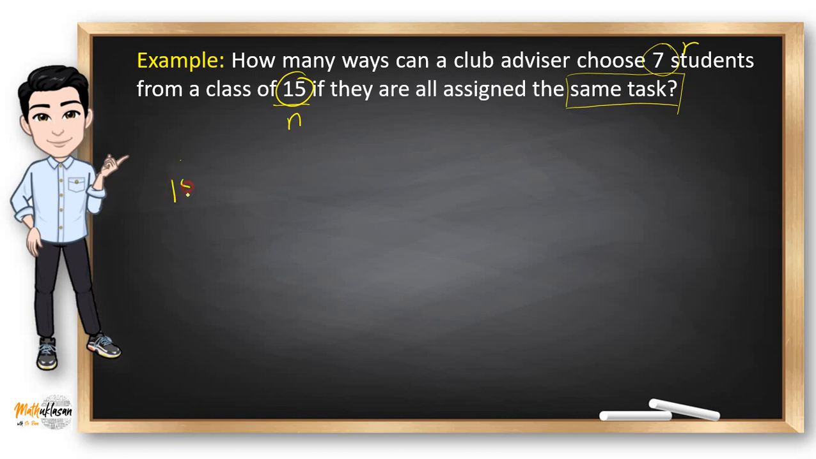So the formula is 15C7. That is equal to 15 factorial divided by 15 minus 7 factorial times 7 factorial. So we'll have 15 factorial divided by 15 minus 7 is 8. So 8 factorial times 7 factorial.